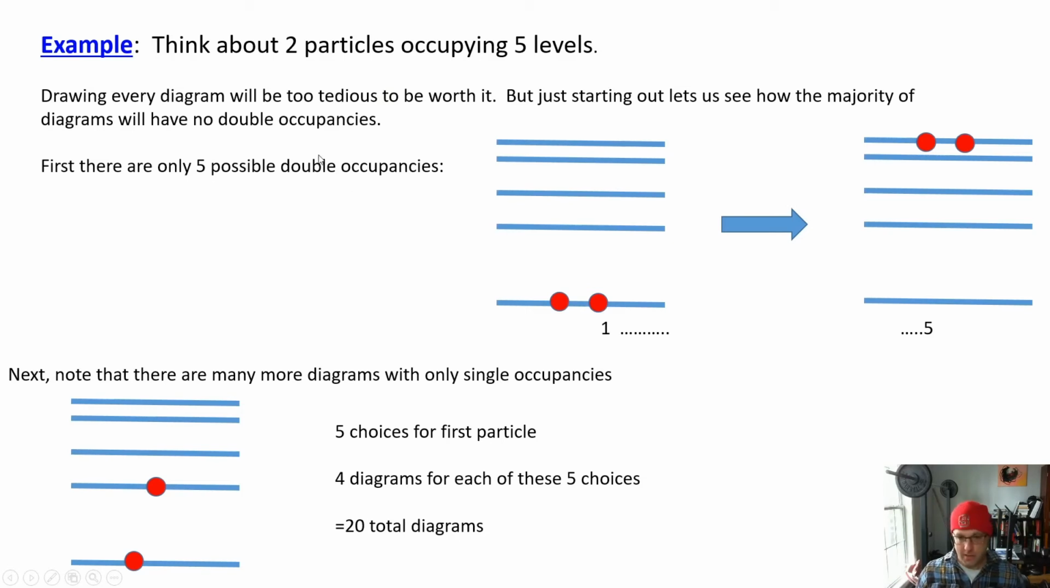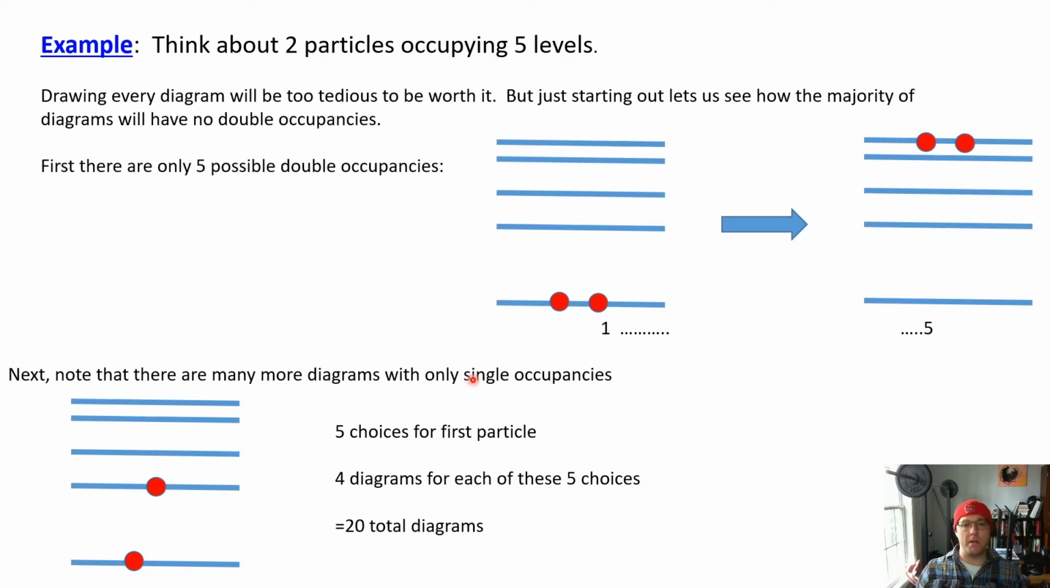It's not Pauli. I'm not talking about Pauli exclusion here. I'm just saying we've only got 2 particles. So there are only 5 possible double occupancies. You could put them both in the lowest, you could put them both in the second, the third, the fourth, the fifth. If you count them up, there's only 5 of those diagrams with double occupancies.